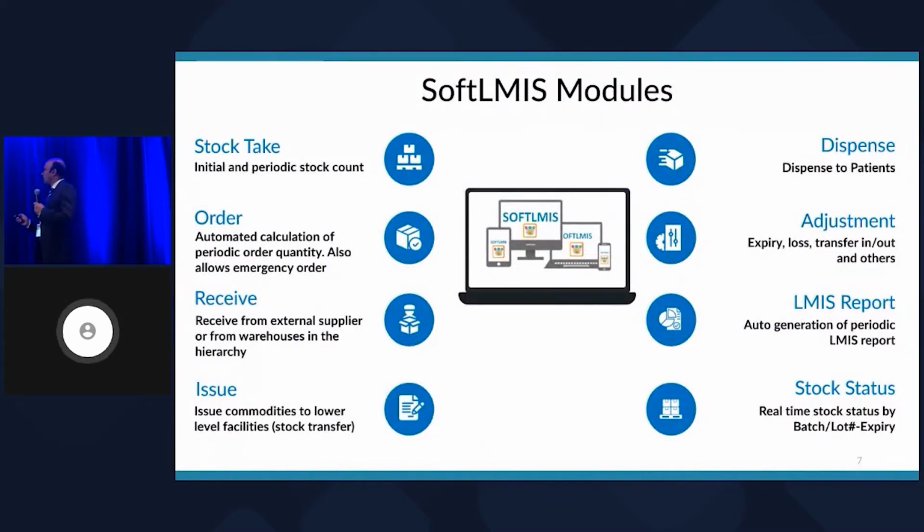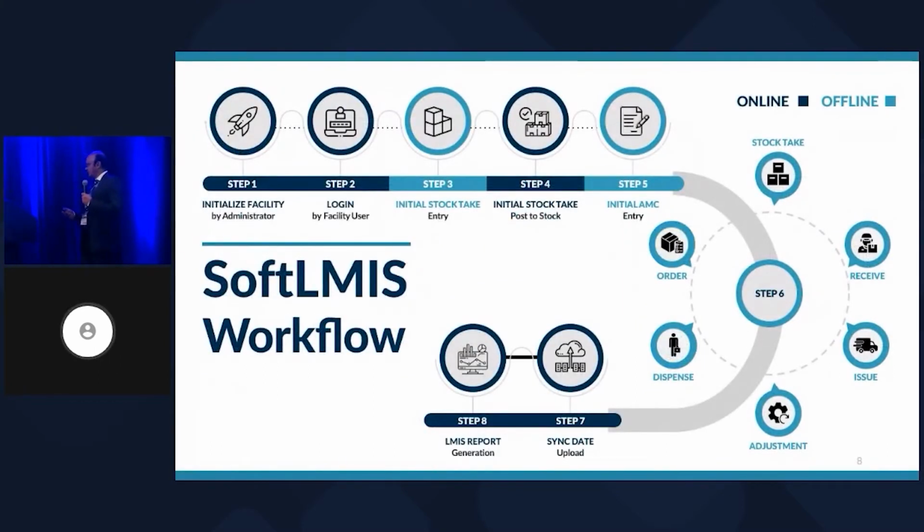So what are the main functions? You can do stock takes, meaning physical inventories. You can do orders. You can receive stock, and issue stock from the warehouse to the lower level. You can do patient dispensing, stock adjustments, month-end reporting, and the stock balance is always available and updated. This gives a workflow of how the system can start in a facility and then start being used.